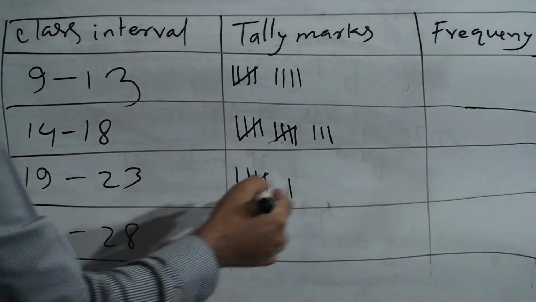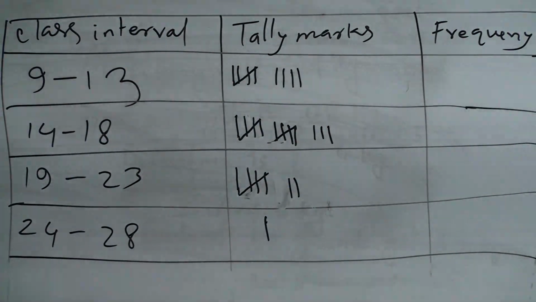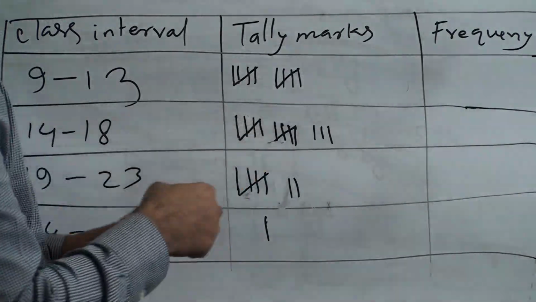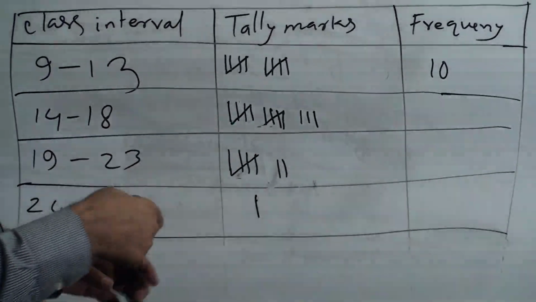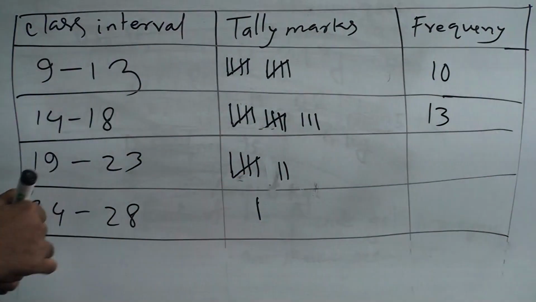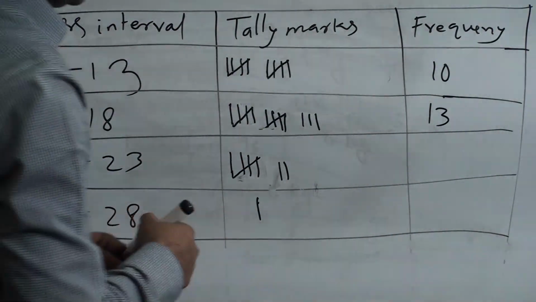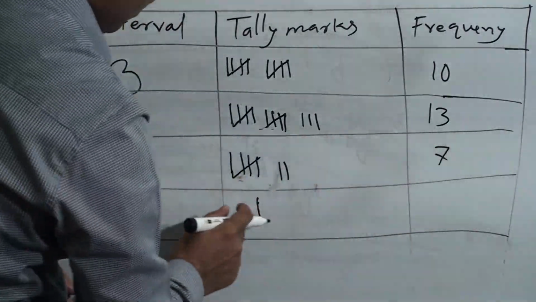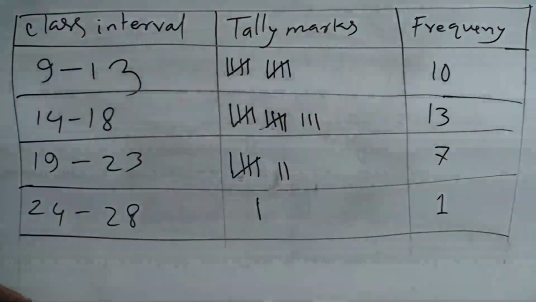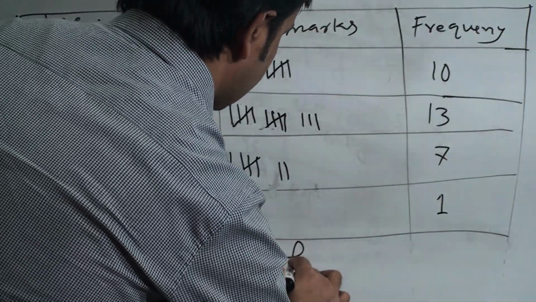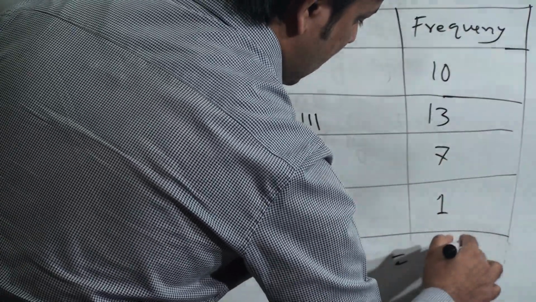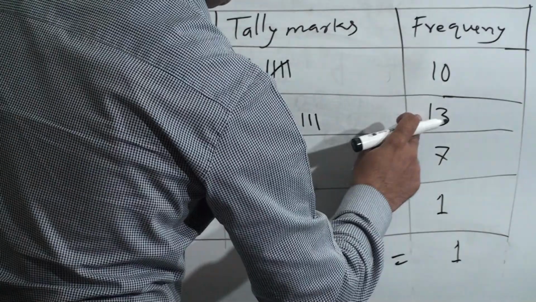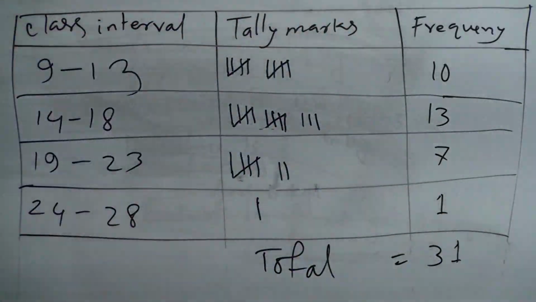Now 20, where is 20? 20 is here. Now 10, where is 10? 10 is in the first one. So in the first one, here are 5 and 5, 10. So frequency will be 10. How many data in the second class? In the second class, 5, 5, 10 and 3, 13. In the third class, how many data here? 5 and 2, that is 7. And in the fourth class, how many data? Only one tally here, so one data will be here. And if we take the sum, the total will be 10, 13, 7, 1, that is 31. Total data is 31. Yes, 31 data given.